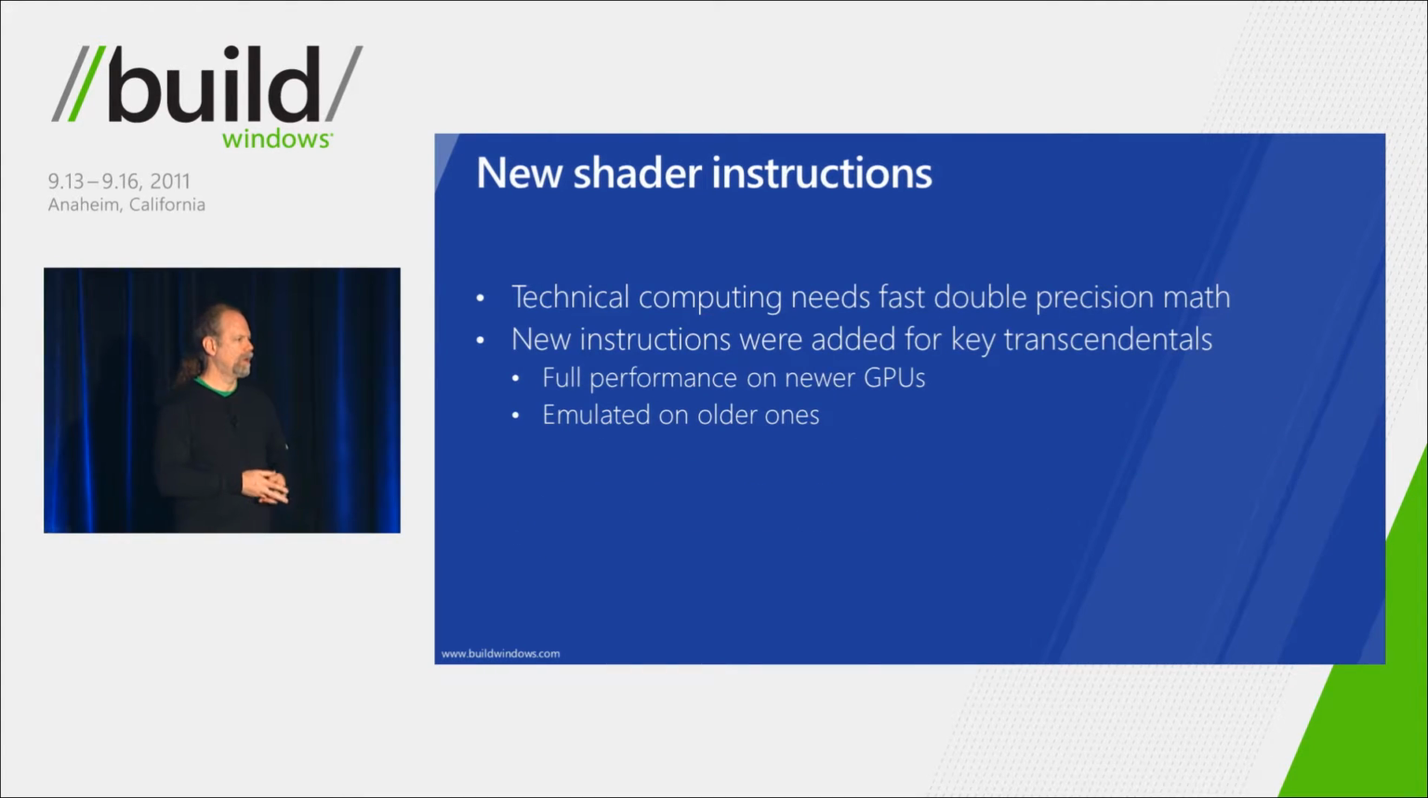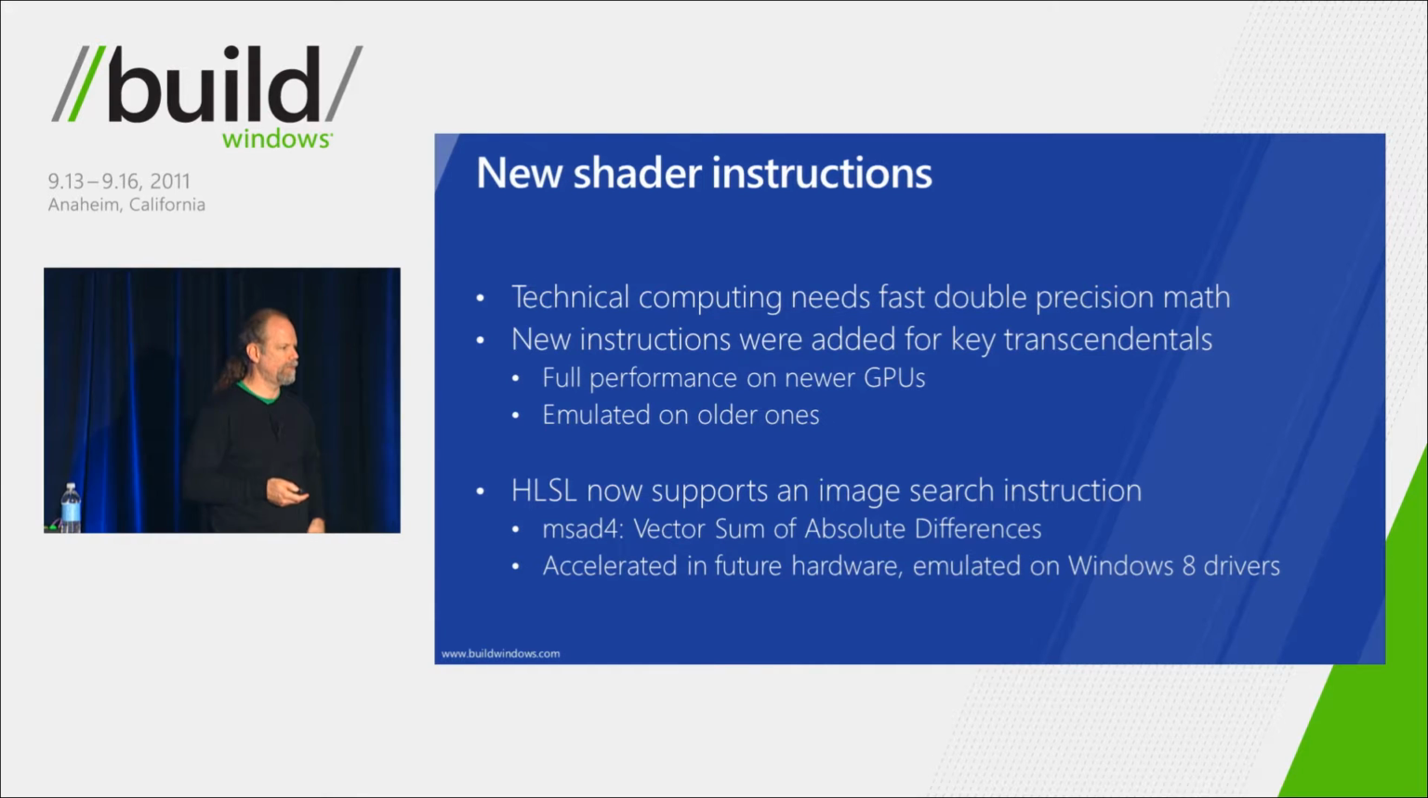Okay, so there were a few other changes that we made in Direct3D 11.1. One of the ones that's specific to this technical computing scenario that direct compute targets is improved support for some of the double precision algorithms that are common in that space. A lot of the people in the technical computing space really rely on double precision. So we've added a few instructions for that purpose.